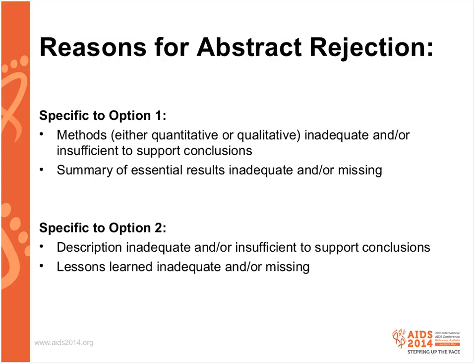In addition to these common reasons for abstract rejection, there are also some that are more specific to one of the two options. So in option 2, it would be if the description is inadequate or insufficient to support the conclusions, and if the lessons learned are inadequate or missing.